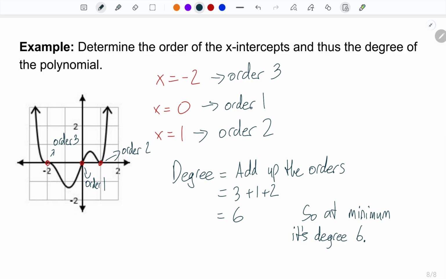Okay. And that's a look at that kind of question. So just using the graph and now identifying the orders to figure out the degree. And in future, we're going to look at how we can get the full equation of the polynomial associated with that graph. All right, and that's a look at graphing polynomial functions.